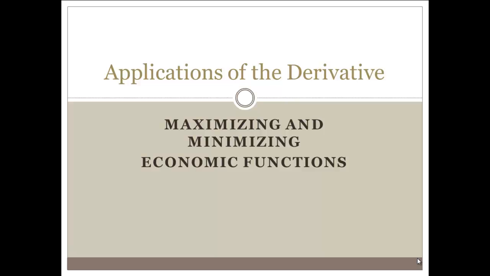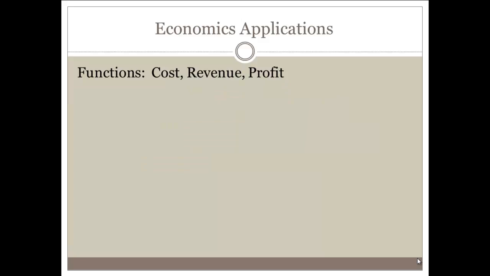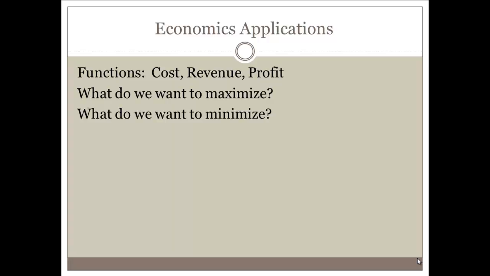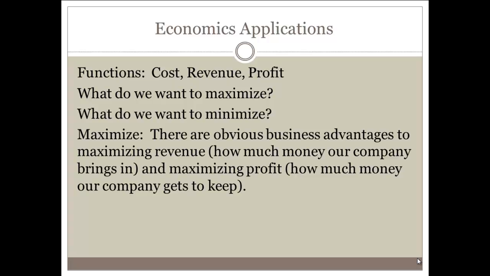We will now look at maximizing and minimizing our economic functions. Recall that the economic functions that we have worked with are cost, revenue, and profit. So which of these do we want to maximize and which do we want to minimize? There are obvious business advantages to maximizing revenue, how much money our company brings in, and maximizing profit, how much money our company gets to keep.